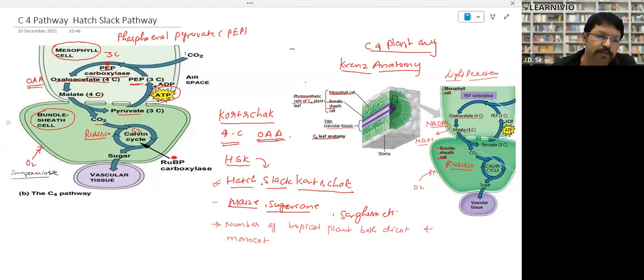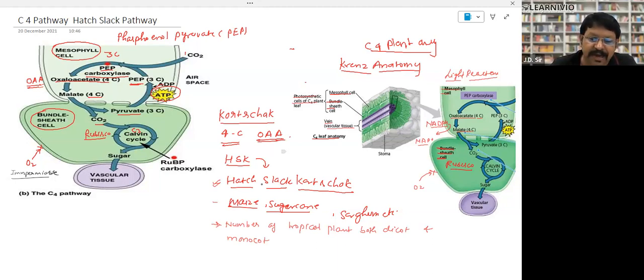Why do we call it a C4 plant? This kind of anatomy, where there are two steps for the fixation of carbon dioxide, the C4 cycle goes on in the mesophyll cell, and the C3 cycle goes on in the bundle sheath cell. These kinds of plants are called C4 plants. And this anatomy is called Kranz anatomy. Kranz anatomy, I have written over here.